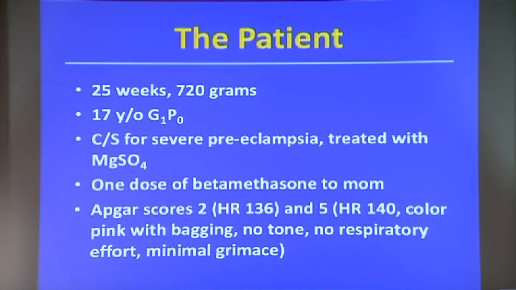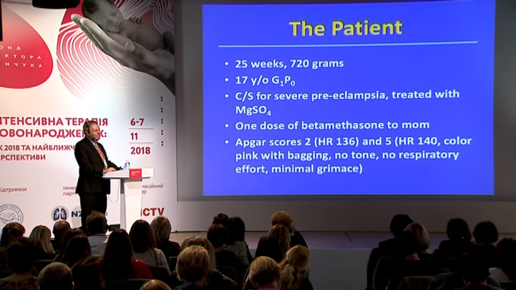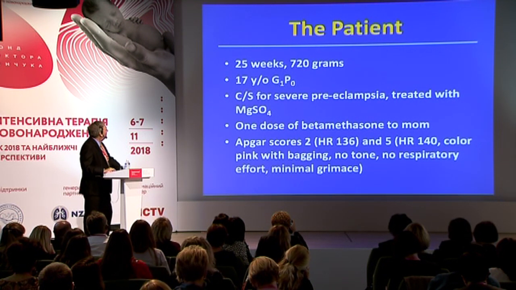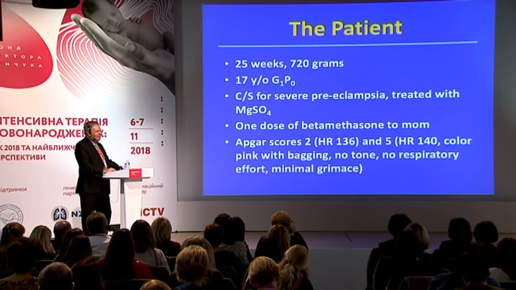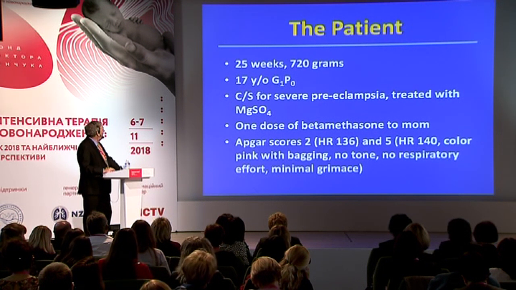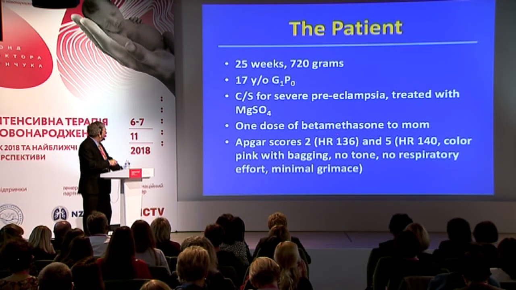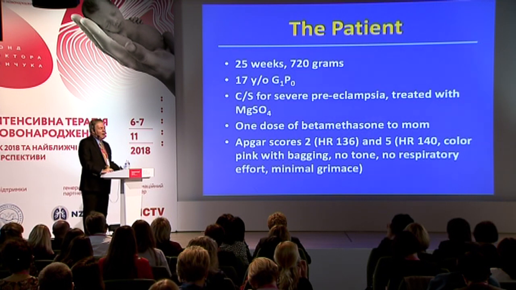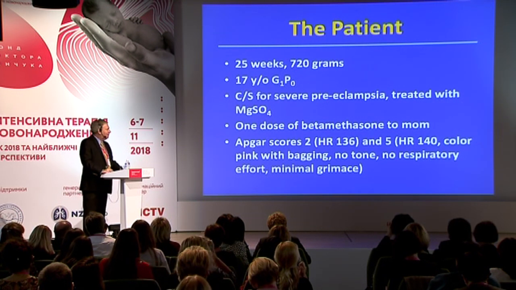Mother was a 17-year-old primigravida. She developed severe preeclampsia, which the obstetricians treated with high-dose magnesium sulfate, but they were unable to control her blood pressure, and after only one dose of betamethasone, Mom underwent an emergent cesarean section.